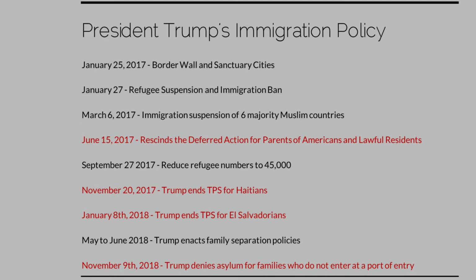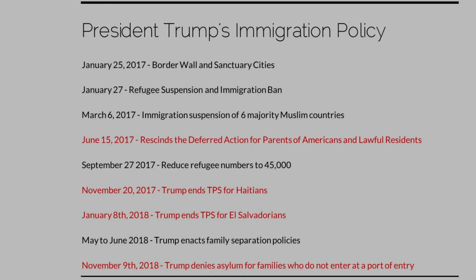During President Trump's time, immigration has been a focus, and there are many actions that he has taken to affect immigration policies in the United States. On June 15, 2017, he rescinds the deferred action for parents of Americans and lawful residents. November 20th, 2017, Trump ends the protective status for Haitian refugees. In January of 2018, he ends protective status for El Salvadoran refugees. And on November 9th, 2018, President Trump tried to deny asylum for families who did not enter at a port of entry. Of course, many of these things have been challenged or are still being challenged in courts.